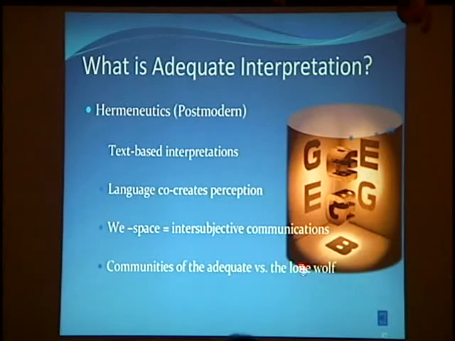Communities of the adequate. Science deals with communities of the adequate. Science is a social process. It's a collective process. You can have a lone wolf who goes off and discovers something, but he or she will inevitably have to come back to their peers, put it up there, fly it up the flagpole, and see who salutes. So science, as it moves forward collectively, is a social, it's a mass event. It's not a singular event.